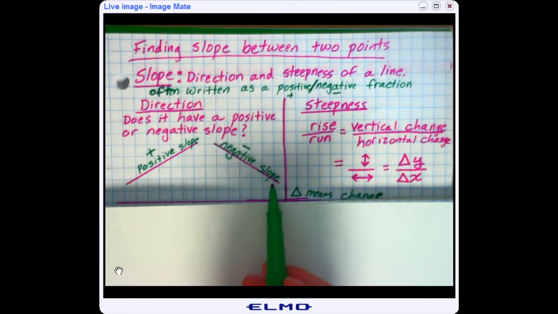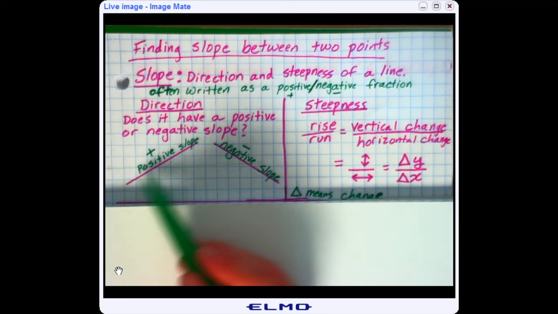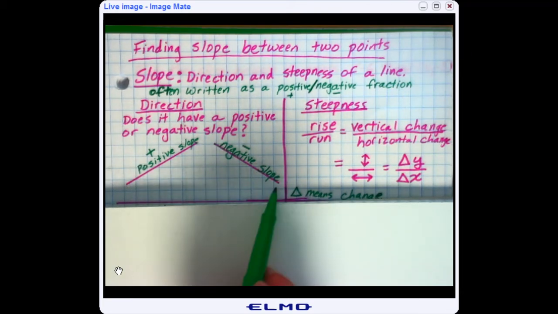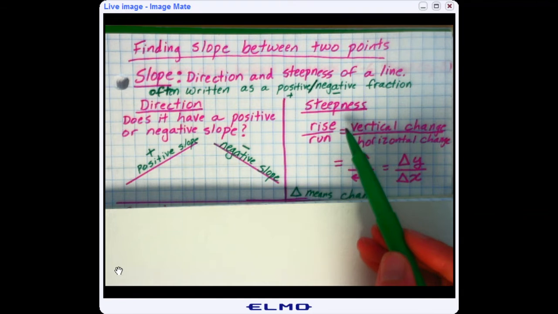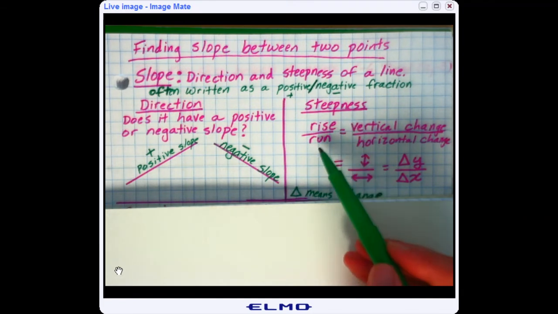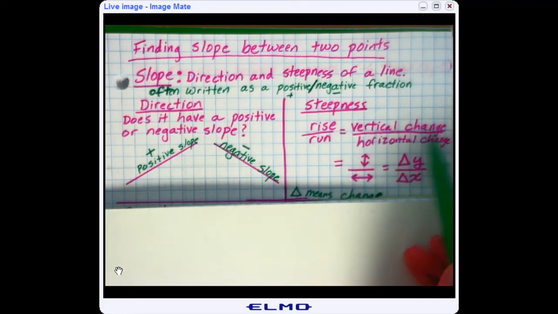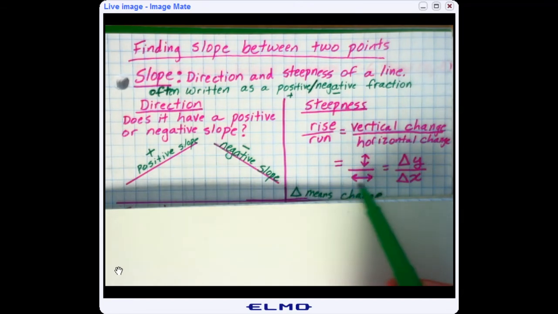There are a couple exceptions for if a line is completely vertical or horizontal, but primarily going up, positive, going down, negative. Then I have the steepness of my line. Steepness is often found by doing your rise over run. You can think of it as your vertical change over your horizontal change. When I say vertical, I mean up and down, and when I say horizontal, I mean side to side.